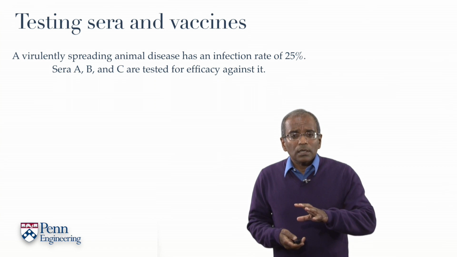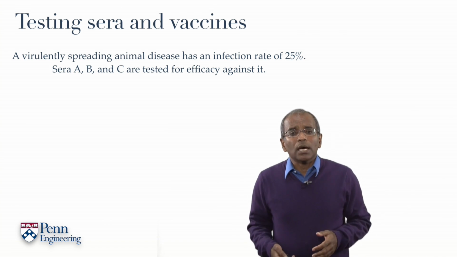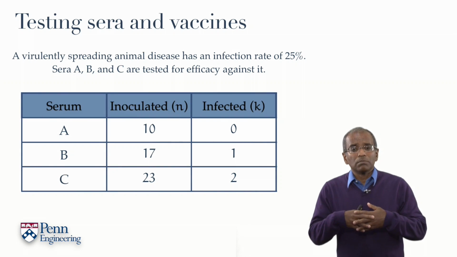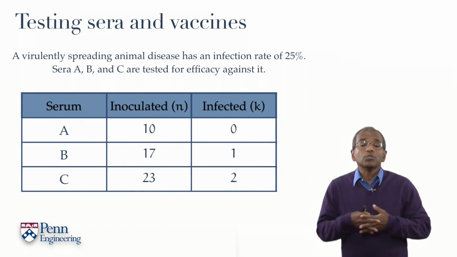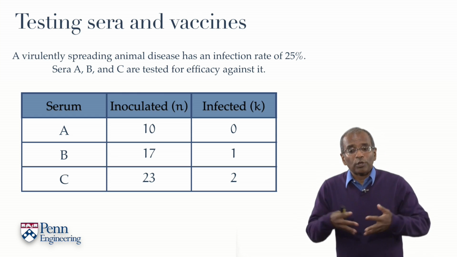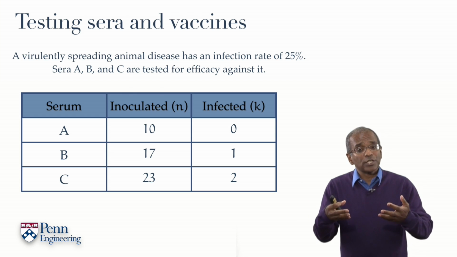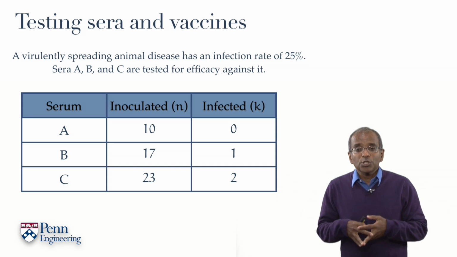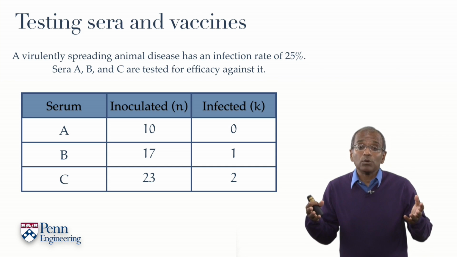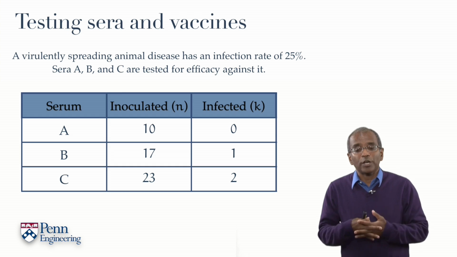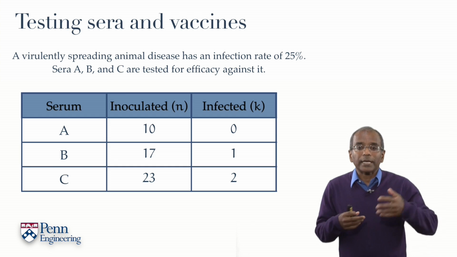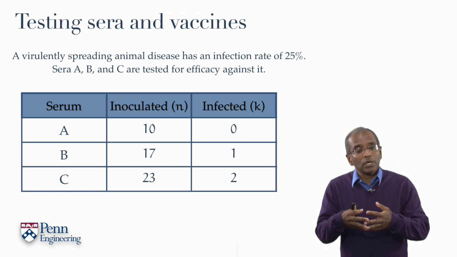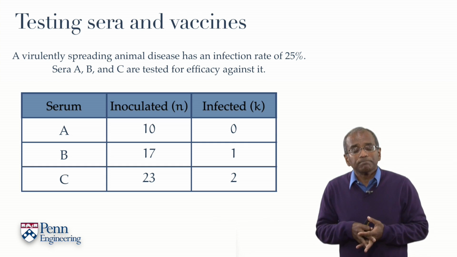And let us say that the following data are reported. Serum A was tested on, let's say, 10 cows. 10 were inoculated, and it was discovered on observation that none of those cattle fell ill. Serum B was tested on 17 cows, and after a period of observation, 1 cow fell sick. And serum C was tested on 23 cows, 2 fell sick and died.